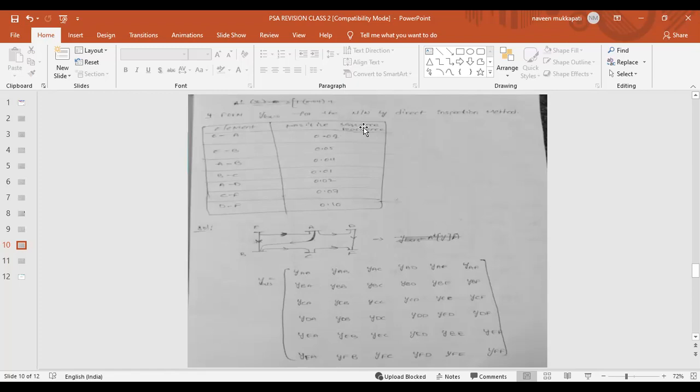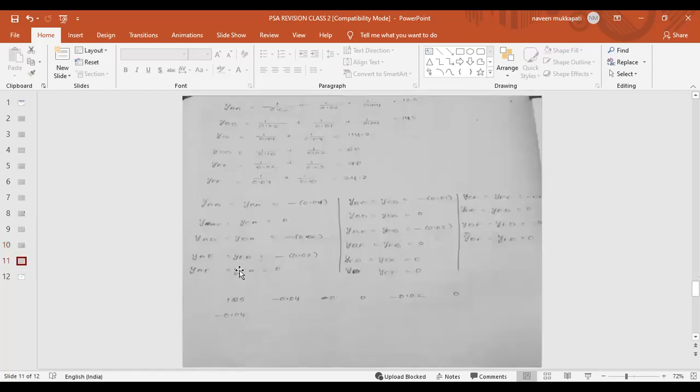Reactance means Z is equal to R plus jX. In this table we have the impedance values, and by using these impedance values we calculate the admittance values. That's why we mention the minus symbol. A to D means YAD, and YAD is minus 0.02.